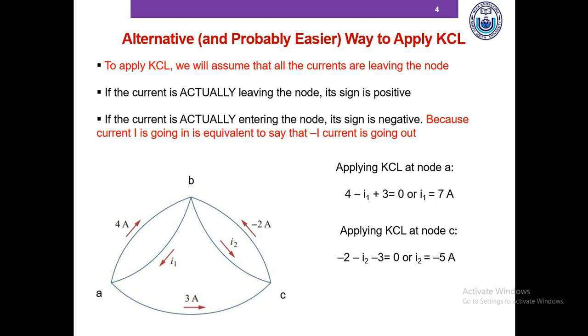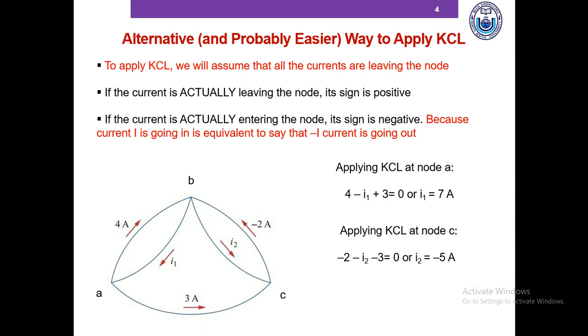Now there is an alternative and probably easier way to apply KCL. So what we're going to do to apply KCL, we'll assume that all the currents are either entering the node or leaving the node. I personally assume that all the currents are leaving the node. So if the current is actually leaving the node, we will give the current magnitude of that branch positive, and if the current is actually entering the node, the sign of the current will be negative, because as we saw in an earlier lecture, current I going into the node is equivalent to current minus I going out of the node.